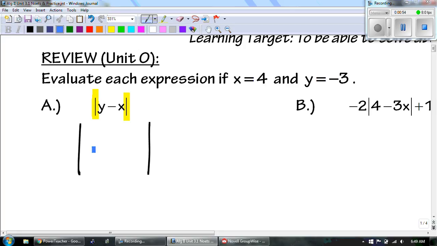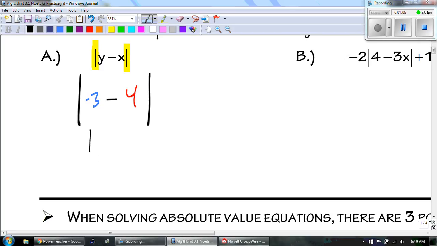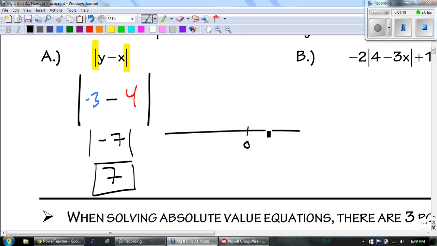So y is -3, so I have -3 minus x, which is 4. Well, -3 minus 4 is -7. And the absolute value of -7 is 7. Because if you look at a number line, we'll be talking about that a lot, 1, 2, 3, 4, 5, there's -5, 6, 7. -7 is 1, 2, 3, 4, 5, 6, 7 numbers away from 0.